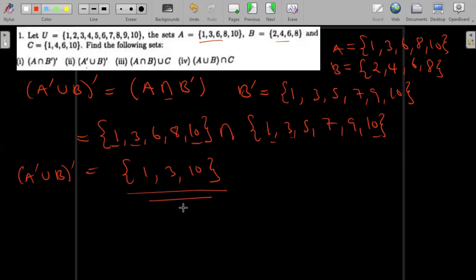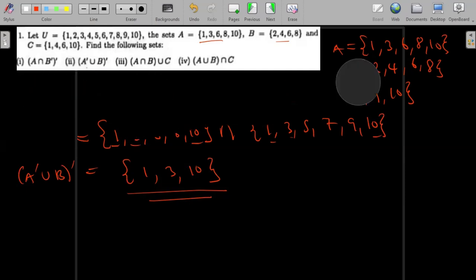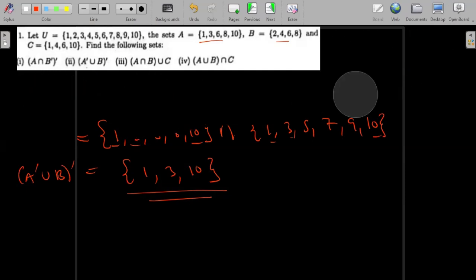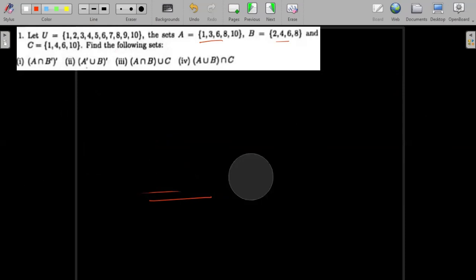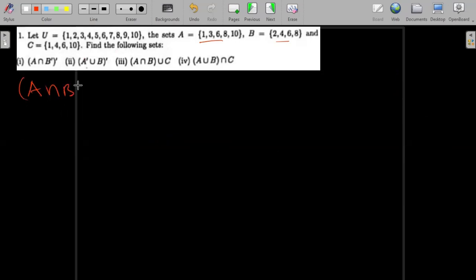Okay, let's go on to part 3. Remember, if you have any question along the way, just ask. So with part 3, we have to list down A intersect B union C. So how do we do this? I first have to find my A intersect B.